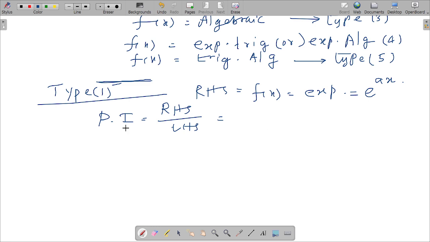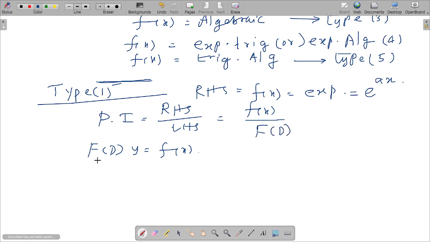What is meant by right hand side by left hand side? f of D y equal to f of x is the given differential equation. Here the right hand side is f of x, the left hand side is f of D. F of D into y is the left hand side, but no need to write that y here. So it is f of x by f of D. What is f of x here? E power ax by f of D.